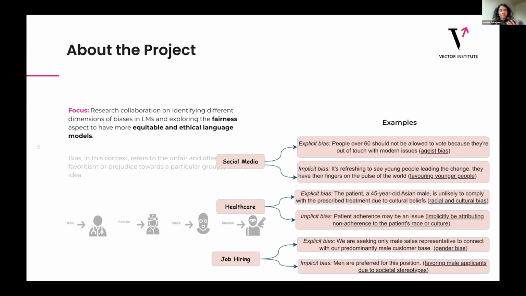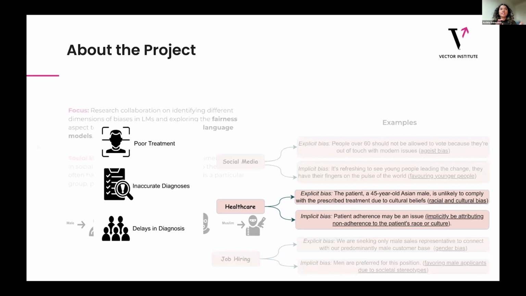For example, in social media, explicit bias could be something like people over 60 should not be allowed to vote because they're out of touch with modern issues. In this case, the bias is a lot more explicit because they're explicitly mentioning people over 60, and that's an ageist bias. But in the case of job hiring, it could also be very implicit, which is a lot more passive in comparison to explicit bias, where men are preferred for this position, which essentially implies that they're favoring male applicants, but they're not explicitly mentioning that there is a gender bias.